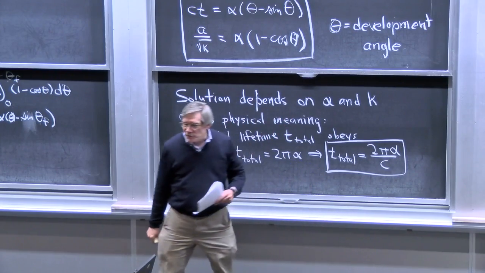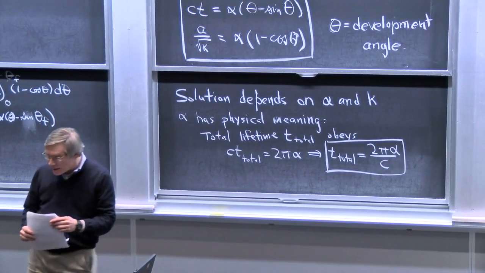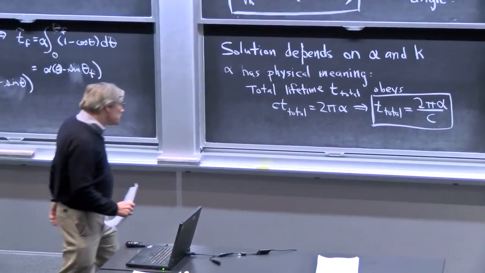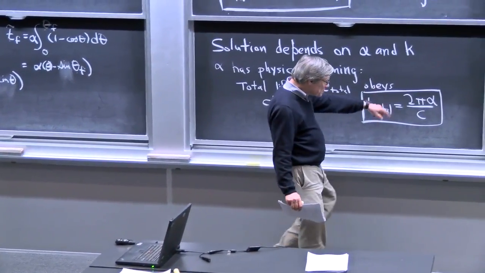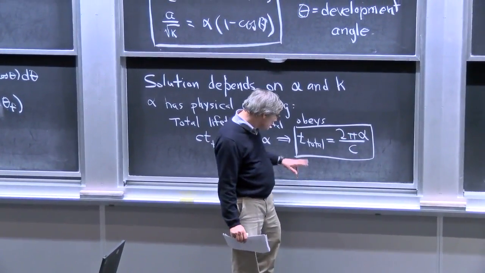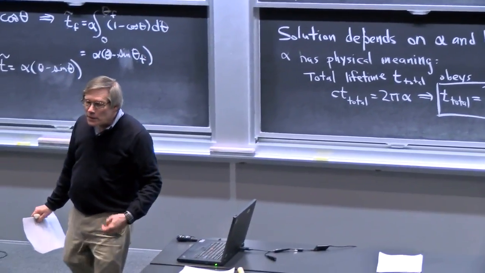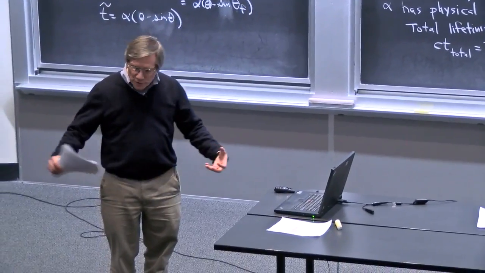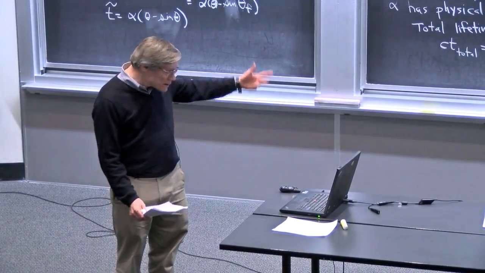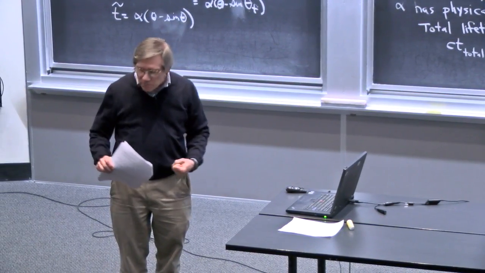And we can even check our units there. Alpha has units of length. So a length divided by c becomes a time, c being a velocity. So it has the right units. And that's the total lifetime of the universe. It's just determined by alpha. So alpha can be viewed as just the measure of the total lifetime of the universe, which can be anything for different size closed universes.